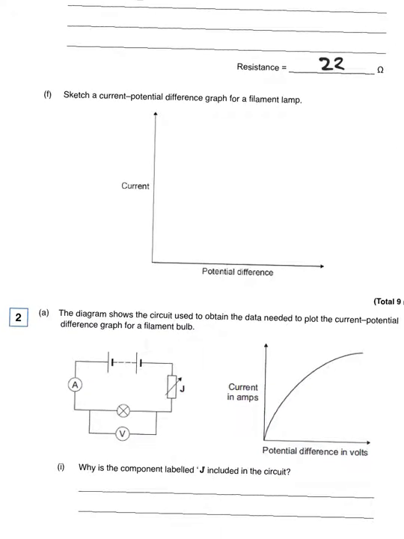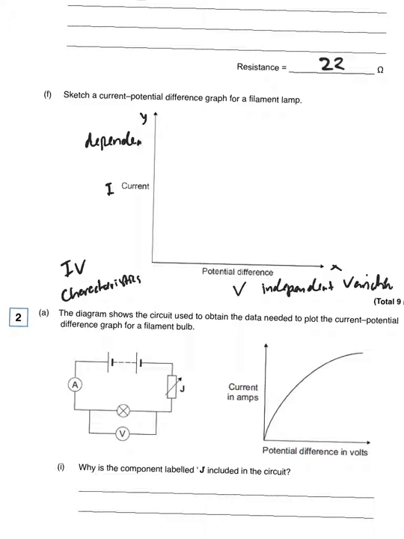Sketch a current potential difference graph for a filament lamp. Well, this is my IV characteristics graph that we studied in detail and we wrote a lab report on. So if I've got potential difference at the bottom, on my x-axis, which is my independent variable, the thing that I'm going to change, and then I've got current at the top, on my y-axis, which becomes my dependent variable. So if I change the potential difference, the current does what?